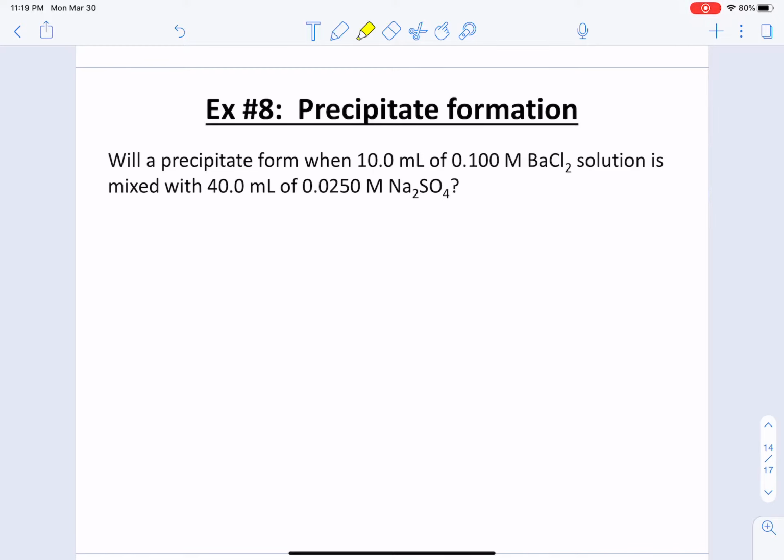So what's happening here is that we have a mixture of two salts. Those two salts are barium chloride and sodium sulfate solution. And let's take a look at what would happen if we added these two together.